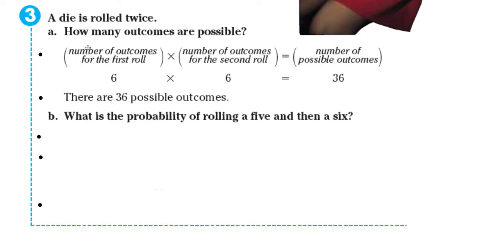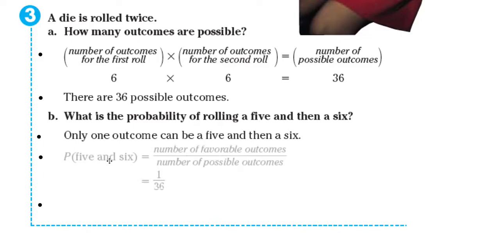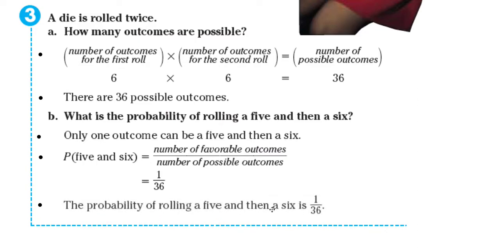Now, the variation of A is B. What is the probability of rolling a 5 and then a 6? Only one outcome can be a 5 and a 6. That means the number of favorable outcomes is 1, and the number of possible outcomes is 36. We got 36 from the fundamental counting principle in letter A. Therefore, the probability is 1 out of 36.